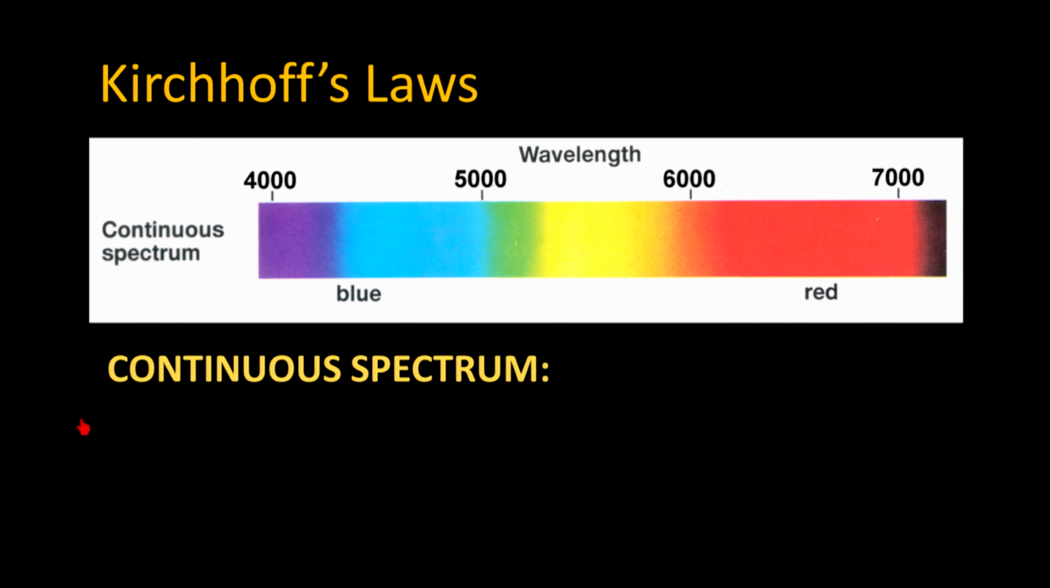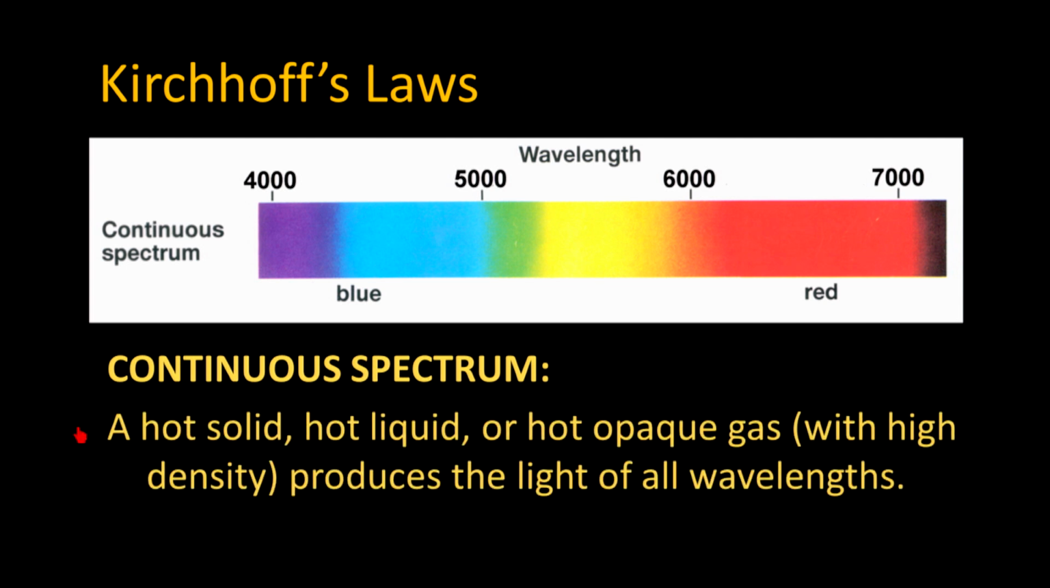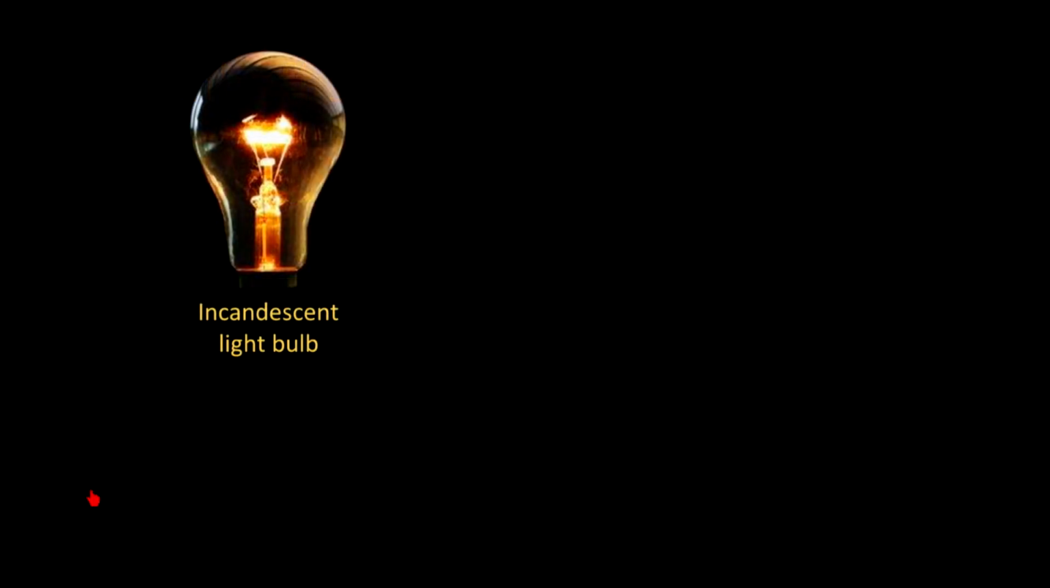And Kirchhoff discovered that the way to produce this is that you must have either a hot solid material, a hot liquid material, or a hot opaque gas. If any one of these 3 conditions is true, the material will give off all of the colors with no breaks, otherwise known as a continuous spectrum. So I'm going to show you 3 examples and give you an idea of what each of them is in reality.